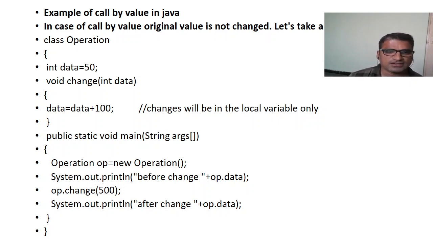So here after using the output statement, I'm going to call the method using the instance object name. So op is an instance object name dot change. So in this method I'm passing 500 as a data value to the data object. After that I'm writing once again the output statement with the object name, after change op.data.